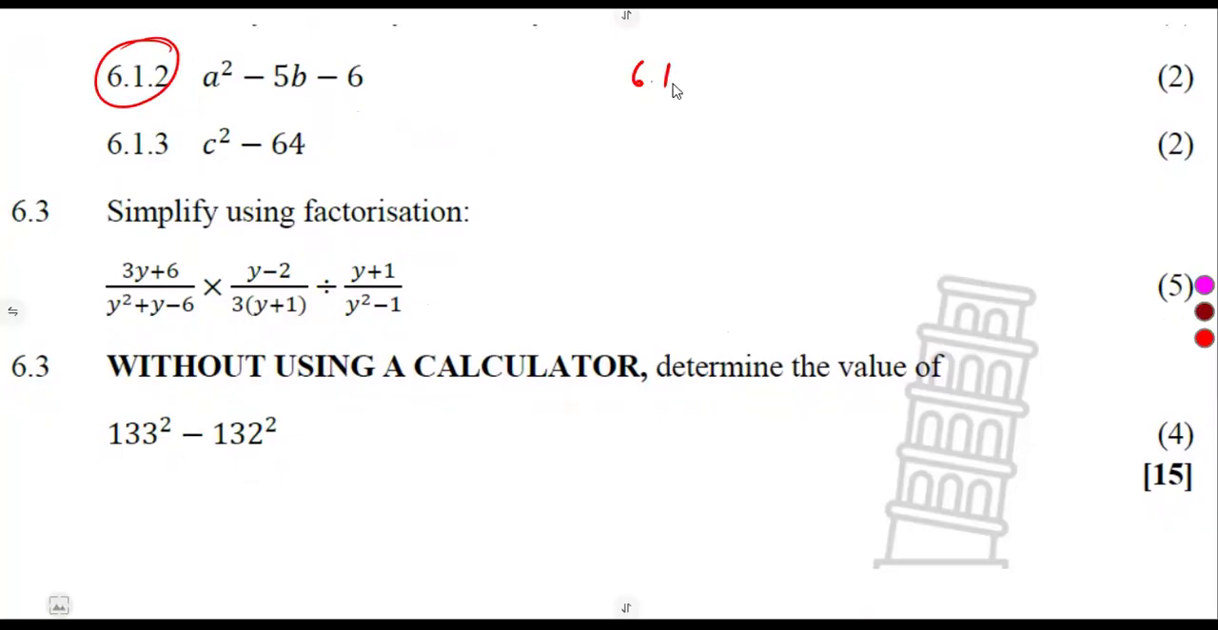We are given to factorize again a squared minus, all right, that was a mistake here. It was supposed to be 5a minus 6. All right, anyways, remember this is a quadratic dealing with the trinomials.